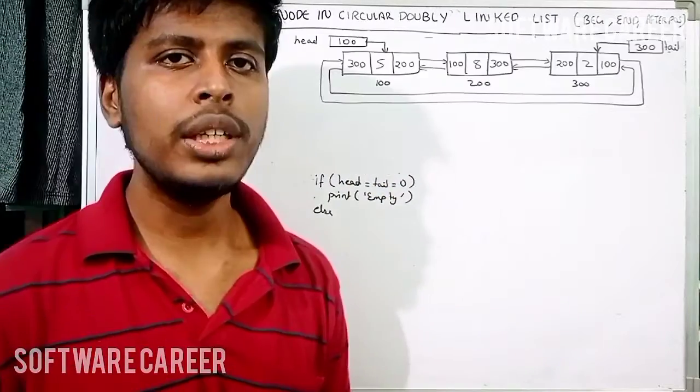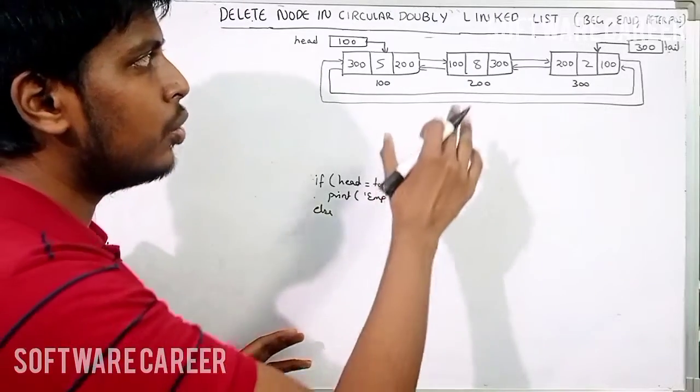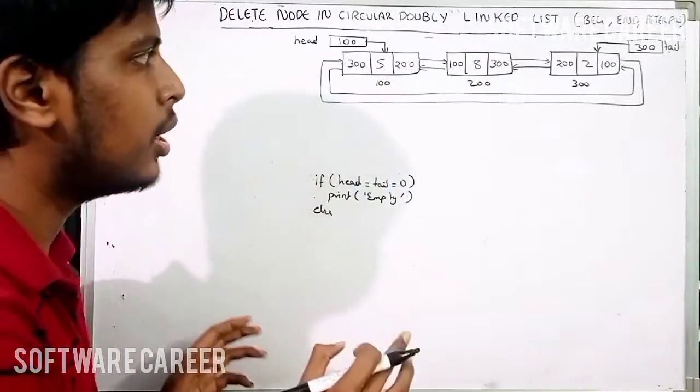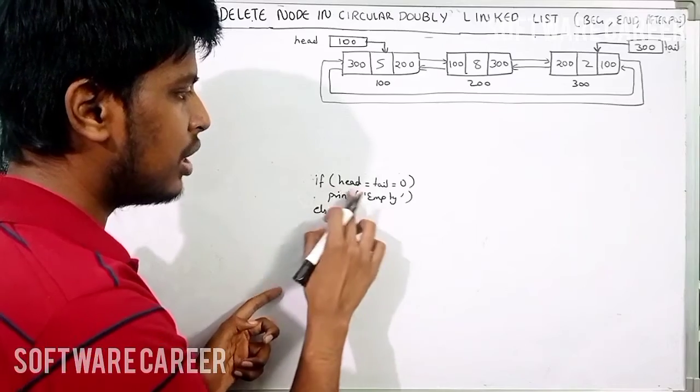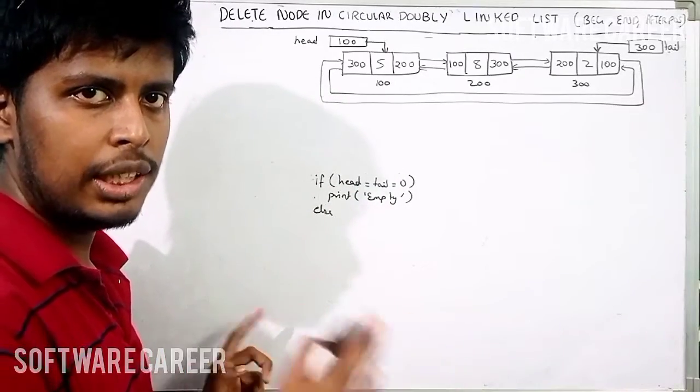This is how you should delete the node at the beginning of a doubly circular linked list. Now I will teach you how to delete a node from the end of a doubly circular linked list. First you should check whether the linked list is empty or not, because if it is empty, you can't delete any node from it.